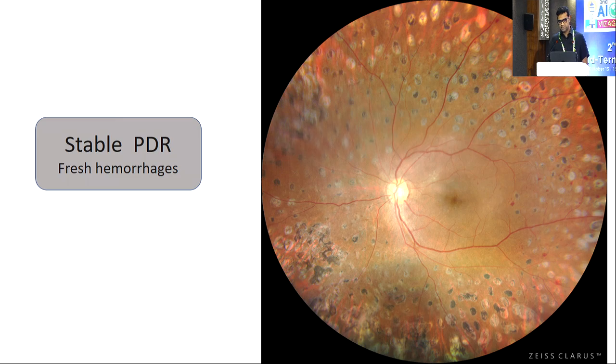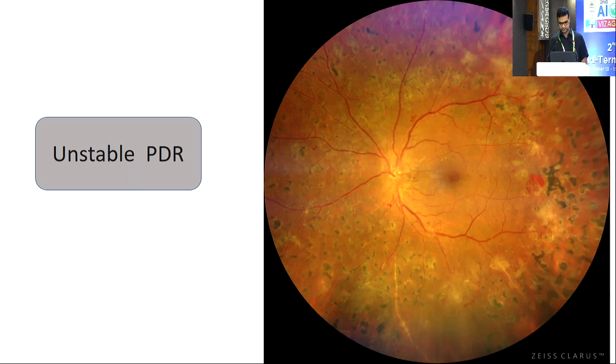So this is a patient where it looks very healthy. I mean, it's a very stable PDR, but you can see there are a few fresh hemorrhages appearing in the retina. So you can also evaluate that even though the PDR looks well stabilized with the laser, there is still some amount of progression happening.